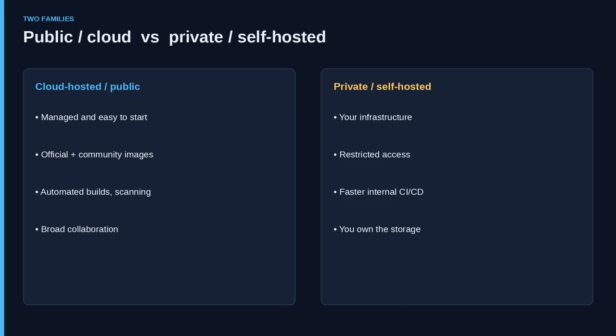Public repositories enable broad access: official images, community images, automated builds, scanning, and collaboration. Private repositories support restricted access, internal distribution, faster continuous integration and delivery, cluster deployment, and storage you actually own. The choice is not fashion. It is about who may see the image, how close the store sits to the machines that run it, and how much operational work you are willing to take on.